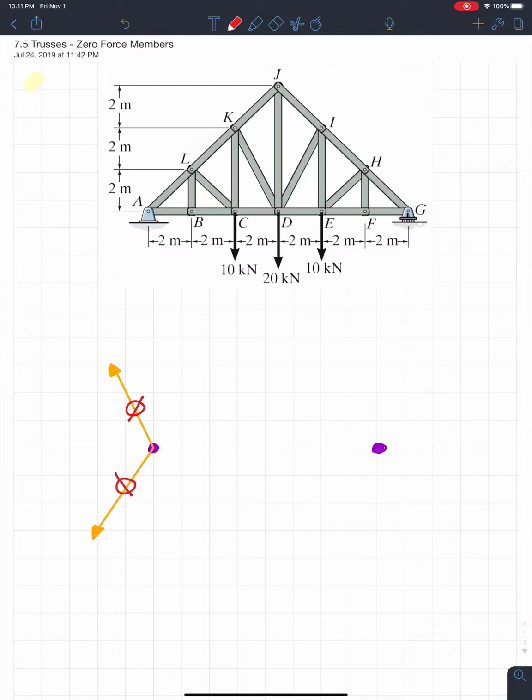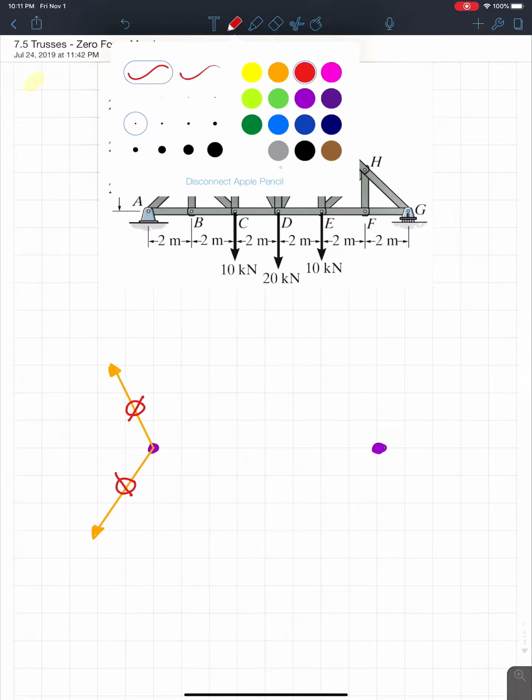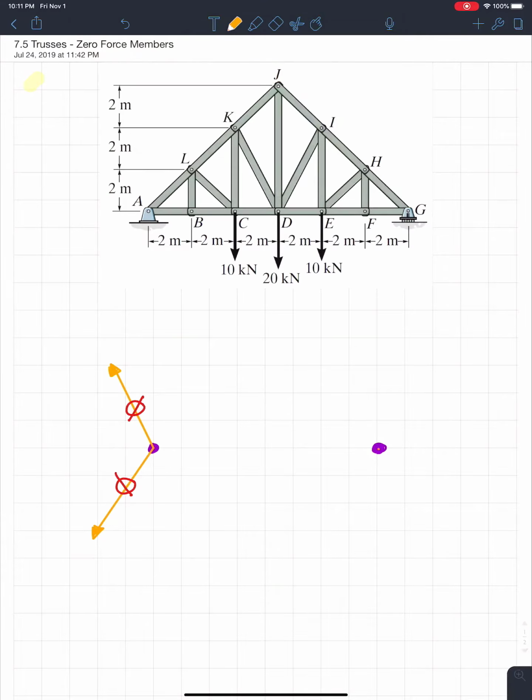Now this is the trivial one, the very, very easy one. I've very rarely seen this one used because, again, it's very trivial. A lot of people know these won't carry any force. Now we'll get to the more interesting one, and this is the one that they use to trick a lot of students.